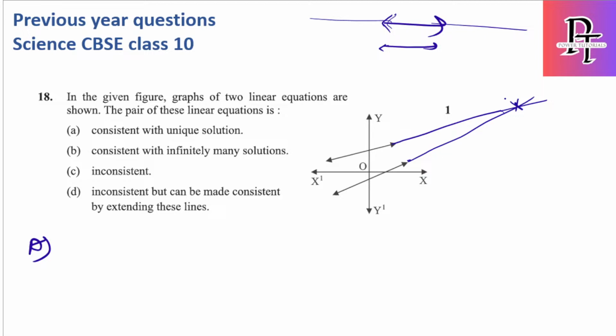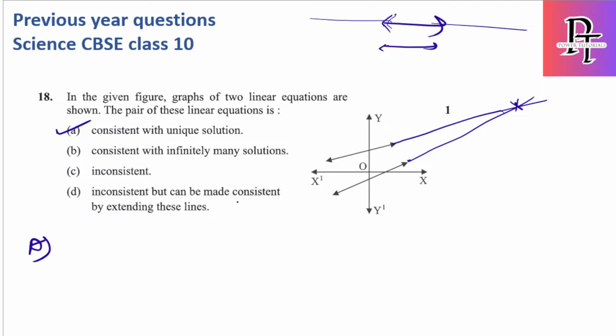If the lines are intersecting, then it is consistent. Now let's see. Is it considered a unique solution? Yes, this should be the right answer. Considered infinitely many solutions? No. For infinitely many solutions, those two should be coincident, but they are not coincident. Is it inconsistent? No, it is not inconsistent. Inconsistent means the lines should be parallel, so it is not parallel.